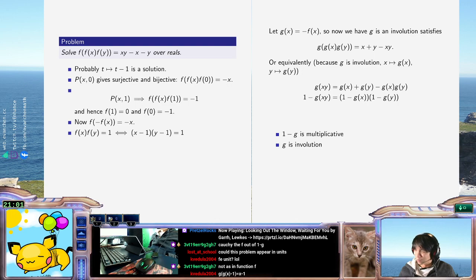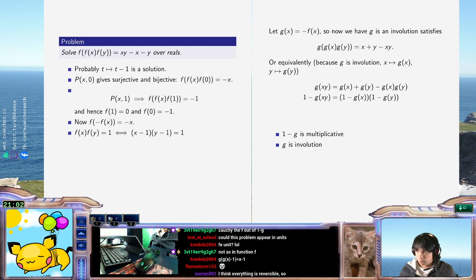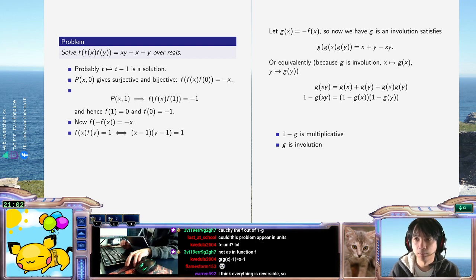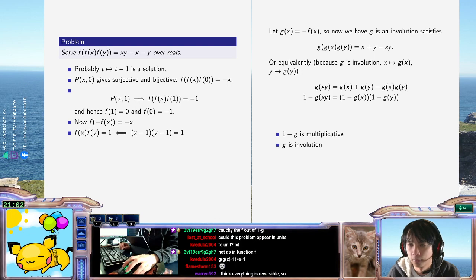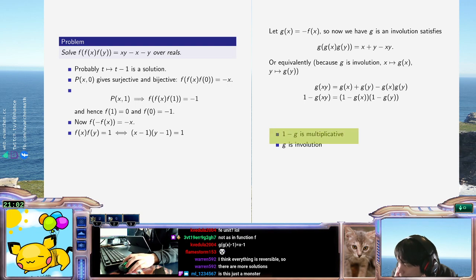Something about this bugs me. I feel like there's not enough conditions or something. I can't quite see the details. However, it's like 1 minus g is multiplicative and g is an involution. That doesn't seem like enough constraints.